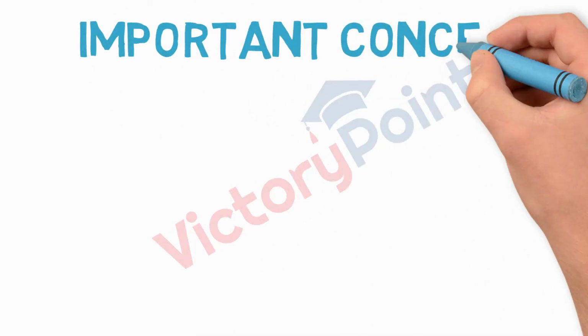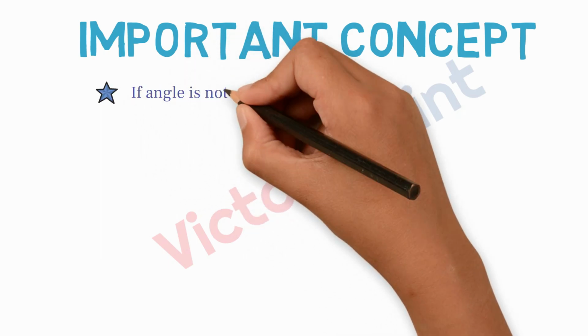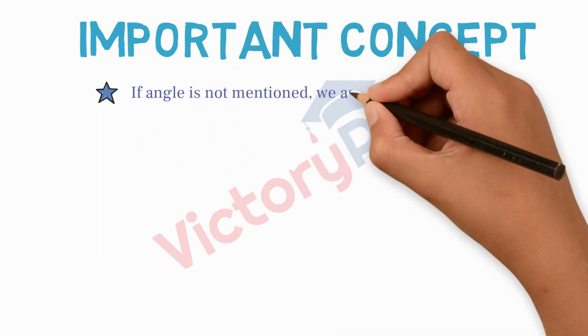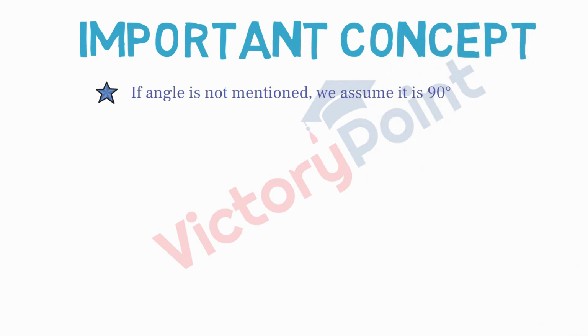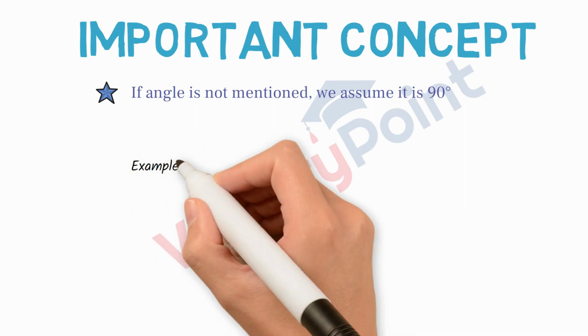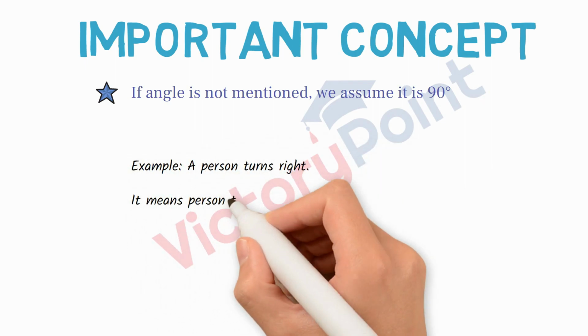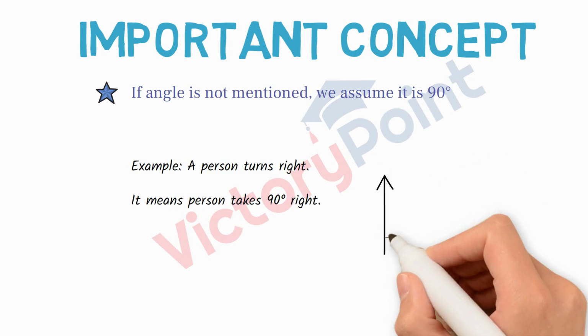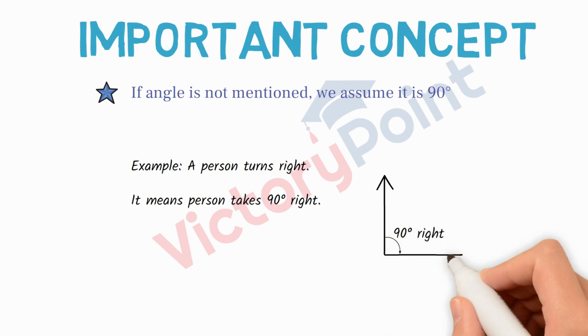Now let us see some important concepts before starting the question. The first concept is, whenever the angle is not mentioned in the question, we assume that the angle is 90 degrees. Let's see an example. For example, in a question it is written that a person turns right. So we will assume that he turns 90 degrees right. Let's see one more important concept.